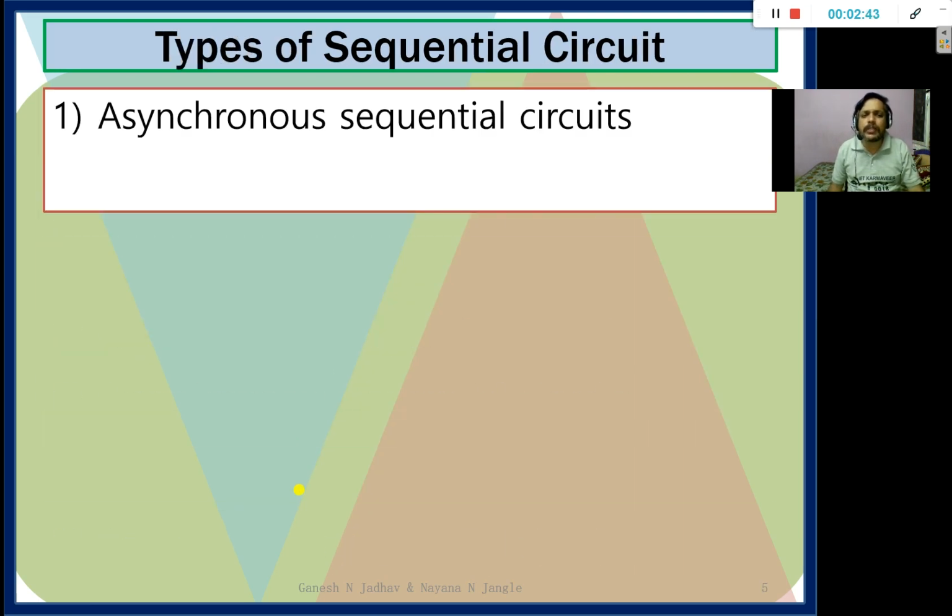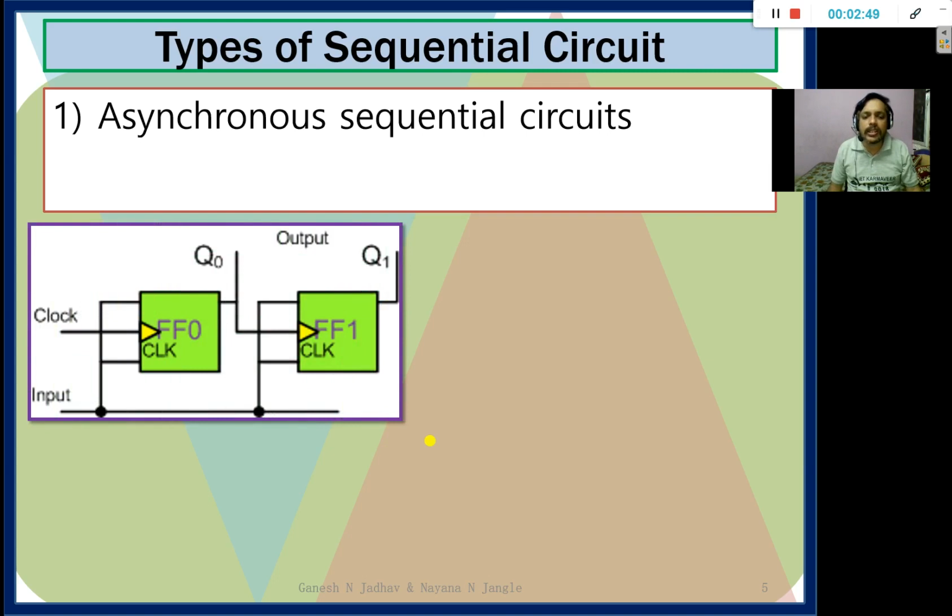So let's see what the types of sequential circuit are. There are two types of sequential circuits. One is the asynchronous sequential circuit, in which the clock may or may not be provided. Here the clock is given only to the first flip-flop. The same clock is not given to the second. The output of the first flip-flop, Q0, is connected to the input of the second flip-flop. It means the clock is not simultaneously applied.